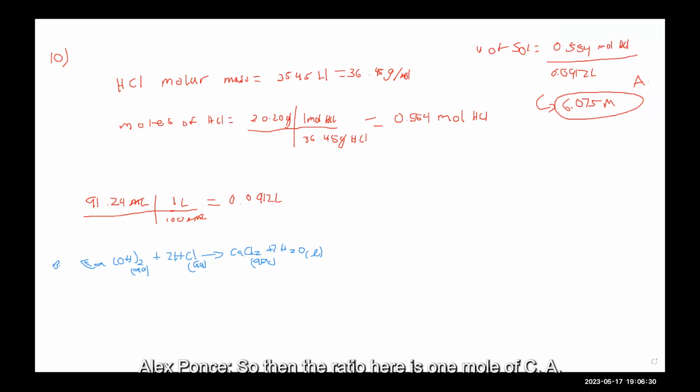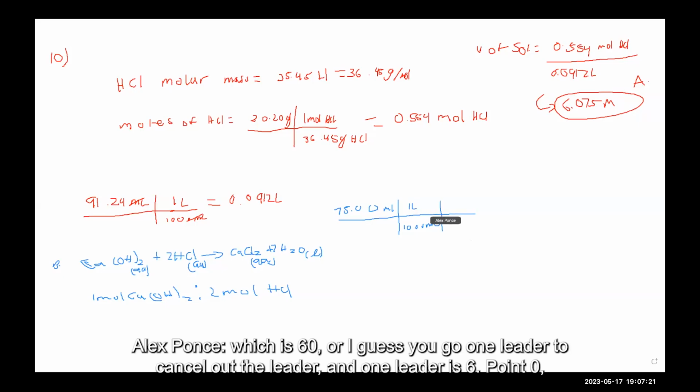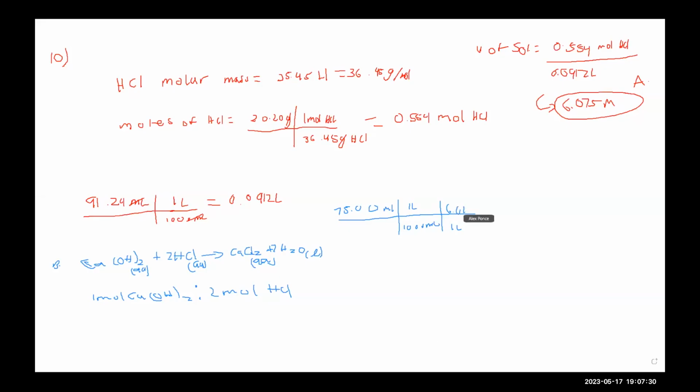So then the ratio here is 1 mole of Ca(OH)2 produces 2 mole of HCl. Then you go ahead and do the dimensional analysis. You have 75 mLs that is given. Then you cancel that out. 1000 mLs equals 1 liter. Then you plug in the molarity, 1 liter is 6.075 mole HCl.